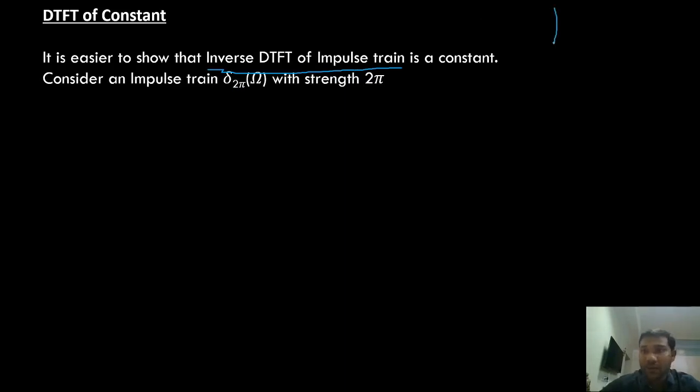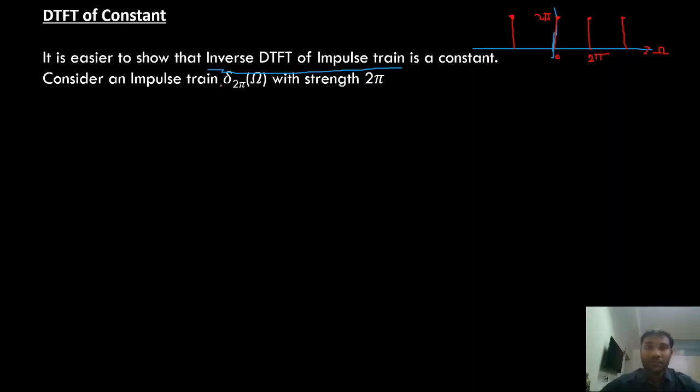This is how an impulse train looks, right? It is a series of impulses. So I'm considering a series of impulses, and the strength of each impulse is 2 pi. This is what I'm considering. And the period of this impulse train is also 2 pi. This is my consideration, right?